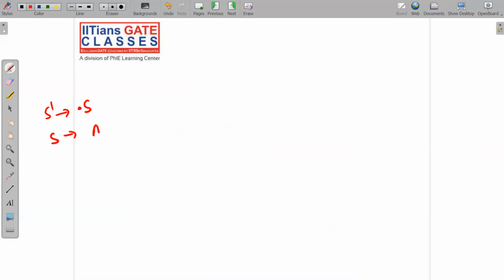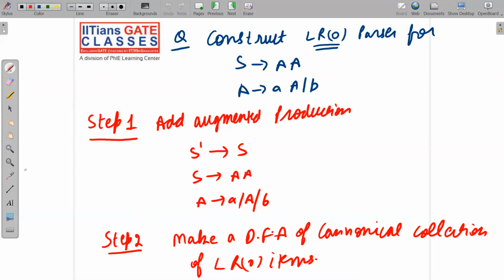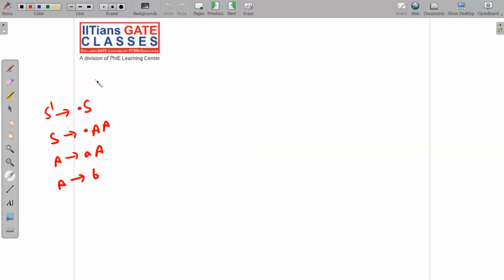The S productions are this only: S implies AA with dot in the beginning. Now the dot is present in the beginning of A, so add all A productions: A implies AA, A implies B. I think this is the grammar, A implies AA, A implies B. I have written that, and the dot is present in the beginning of A, so add all the A productions with dot in the beginning. Now I think nothing more is to be added.